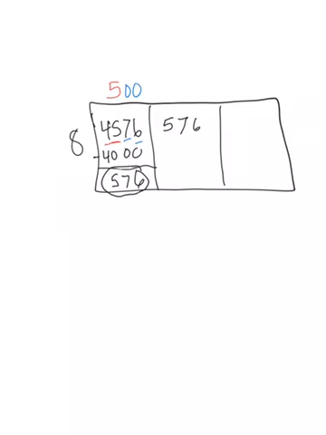Now I want to figure out how many times 8 goes into 57. 8 goes into 57 7 times. And then I have 1 digit behind, so I have 1 zero. 8 times 7 is 56 with 1 zero. Subtract. 6 minus 0 is 6. 7 minus 6 is 1.